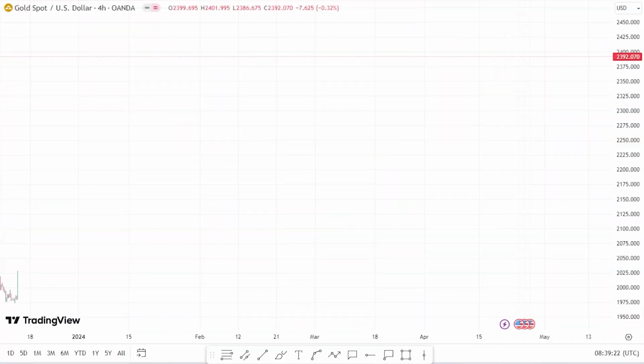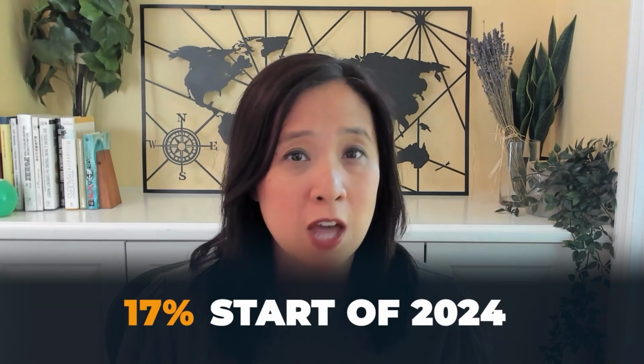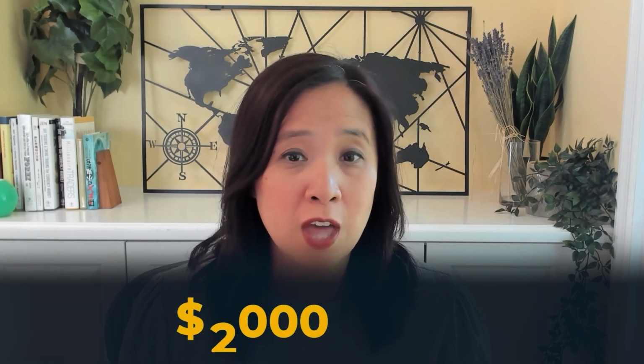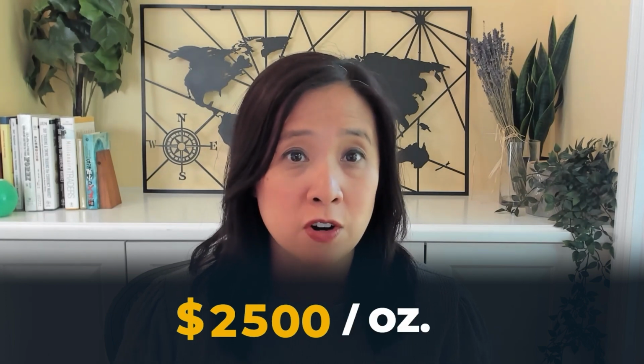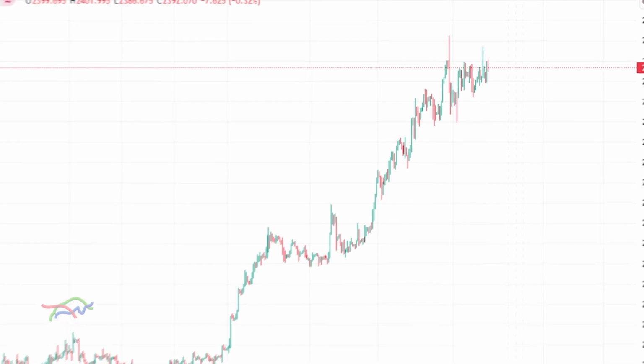This is the chart bulls want to see every morning, and this is the price of gold. The price of gold has increased over 17% since the beginning of 2024, from just over $2,000 to just under $2,500 an ounce. And this trajectory shows that the show is still on.